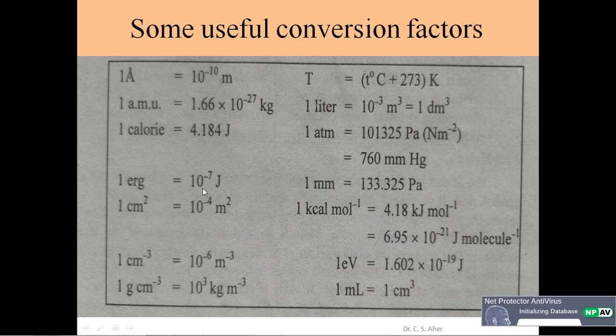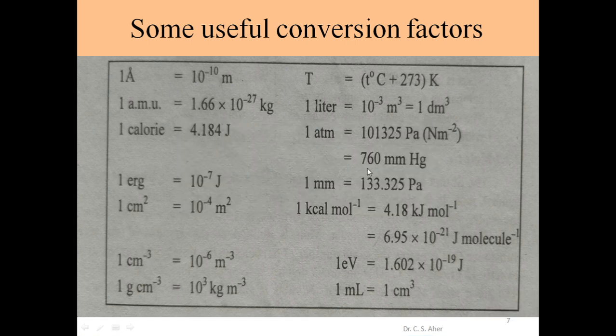1 erg is equal to 10 raised to minus 7 joule. 1 centimeter square is equal to 10 raised to minus 4 meter square. 1 centimeter cube is equal to 10 raised to minus 6 meter cube. So these are the unit conversions. 1 electron volt is equal to 1.602 times 10 raised to minus 19 joule. 1 ml, we measure the solution in 1 ml. What is 1 ml? It is 1 centimeter cube.